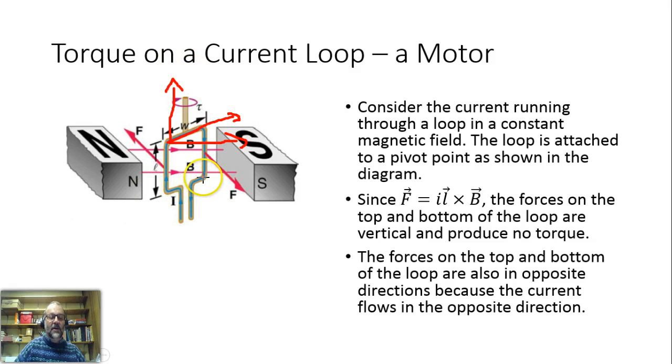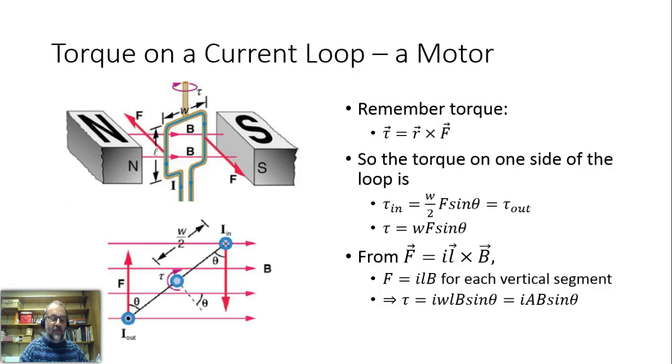And if we look down here, the current is in this direction. The B field is in that direction. I cross B gives us a vertical force downward. These two forces cancel out. If we look at the sides, however, we have a different story.